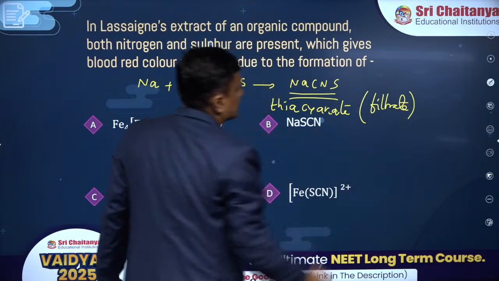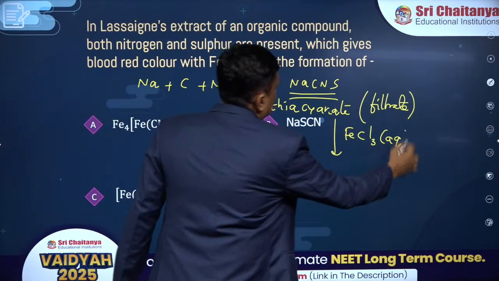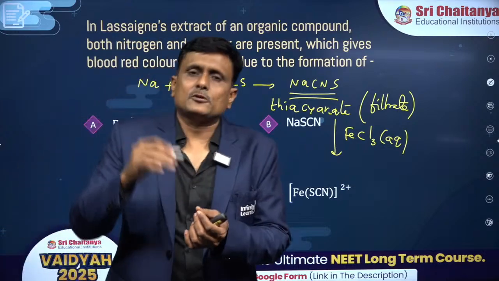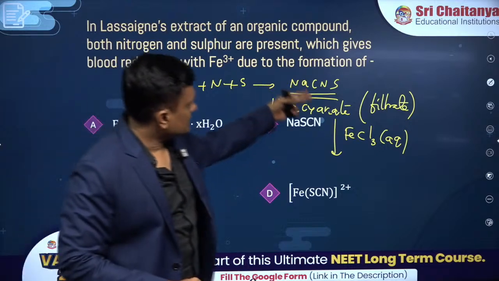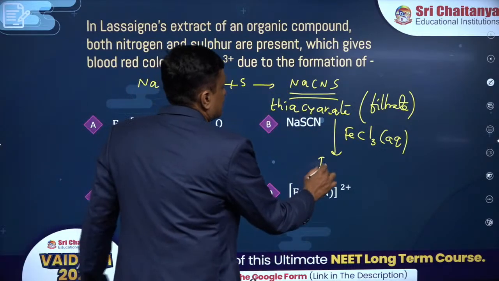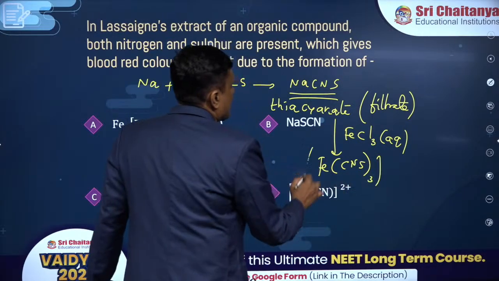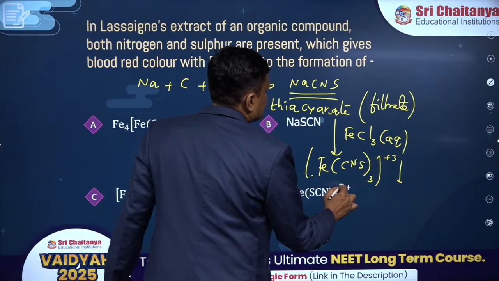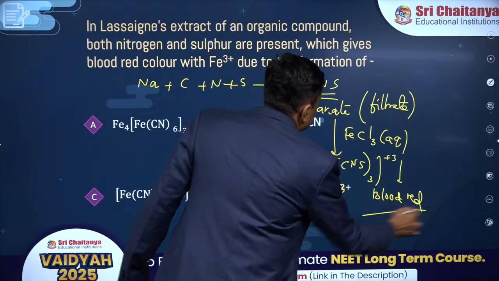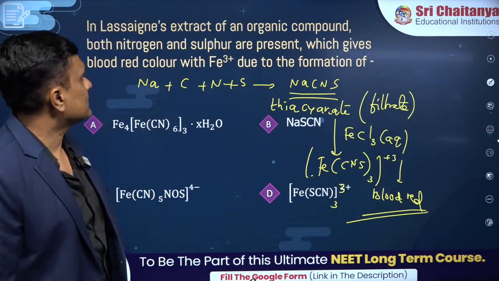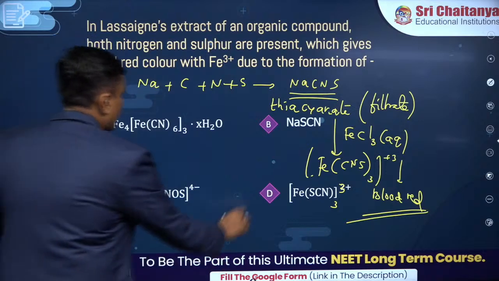Now to this filtrate, FeCl3 solution is added by us externally. From outside we will add FeCl3. If your compound has nitrogen and sulfur, these two elements put together, then these two will react to produce Fe(SCN) taken thrice, plus 3, which is a blood red color precipitate. So formation of that blood red color indicates that there is nitrogen as well as sulfur. Brilliant answer, beta.